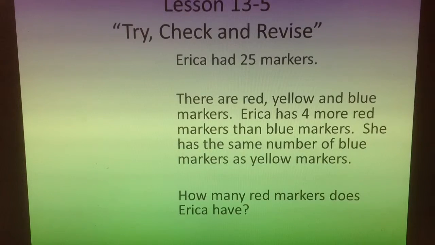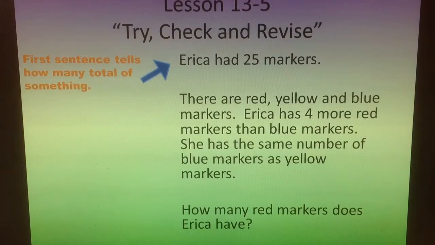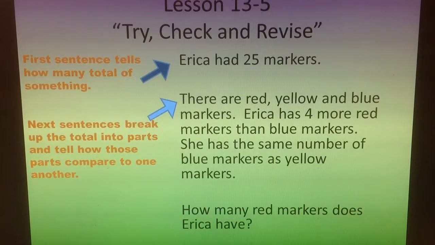First, think about what the problem tells us. What do we know from reading the problem? We know how many she has altogether. The first sentence tells us how many total. The sentence after that breaks that total into parts and tells us how to compare these parts to each other: 4 more red than blue and the same number of blue and yellow. Then the question. We have to make sure we read that question carefully. Okay, so how do we go about trying, checking, and revising to solve this problem?